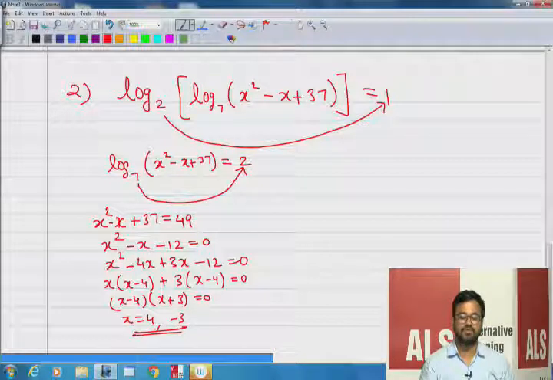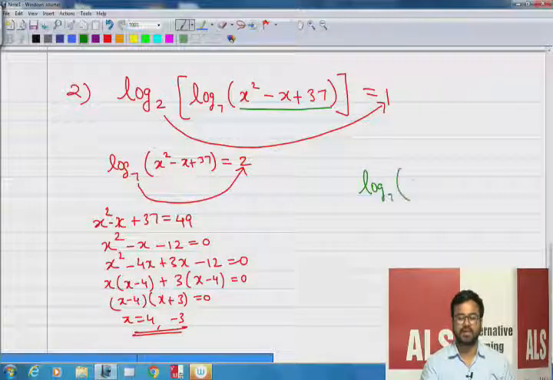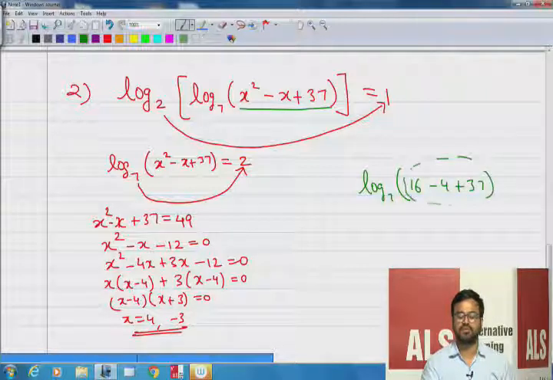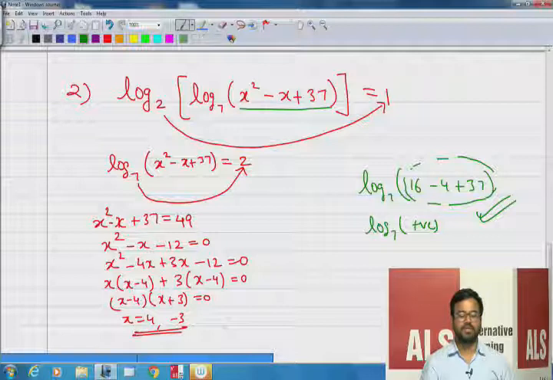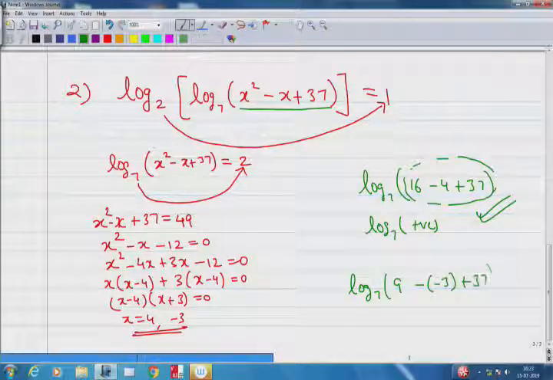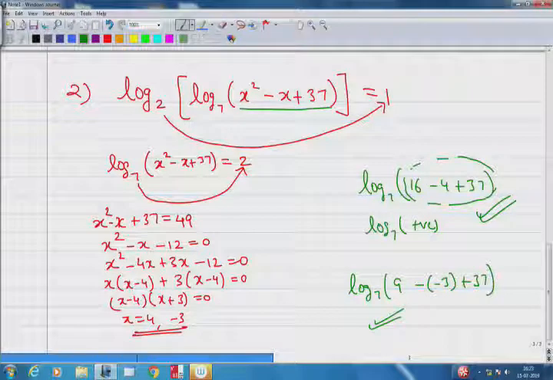Like suppose if I have to check for 4, I will place the 4 in this expression. So I will write log of 7, and if I place the 4 in this expression, 4 square is 16 minus 4 plus 37. So you can see this is going to be a positive expression. So log of 7 to the positive number, so this is valid. Similarly, you have to check for minus 3 also. So minus 3 square is 9, minus of minus 3 plus 37. So this is also going to be a positive number, so it means this is also valid. So both the answers are valid.